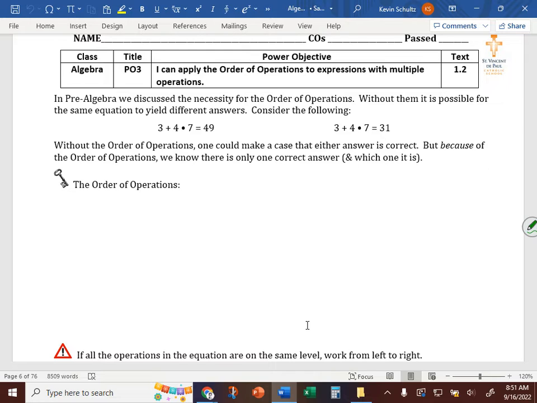And the reason why we have the order of operations is so that if we've got a similar expression, 3 plus 4 times 7, it's a problem if it equals two different things. Think of the chaos that would ensue on a daily basis if an expression was allowed to equal two different things. It's a world I do not want to picture. So, which is correct? Is 3 plus 4 times 7 49? Or is 3 plus 4 times 7 31?